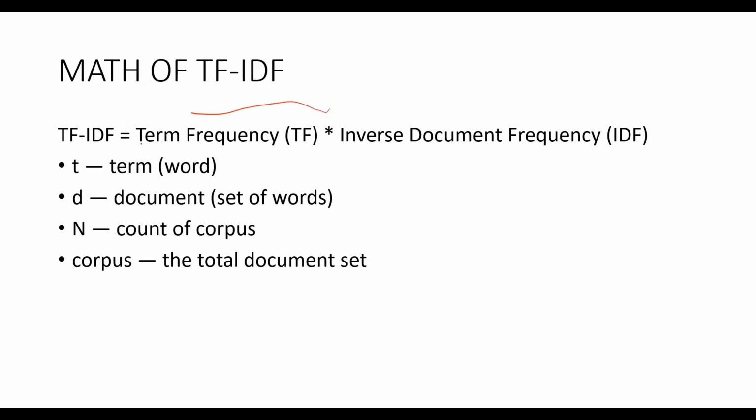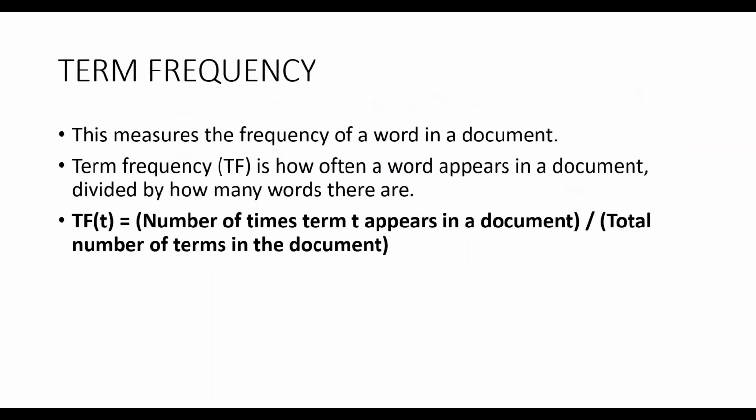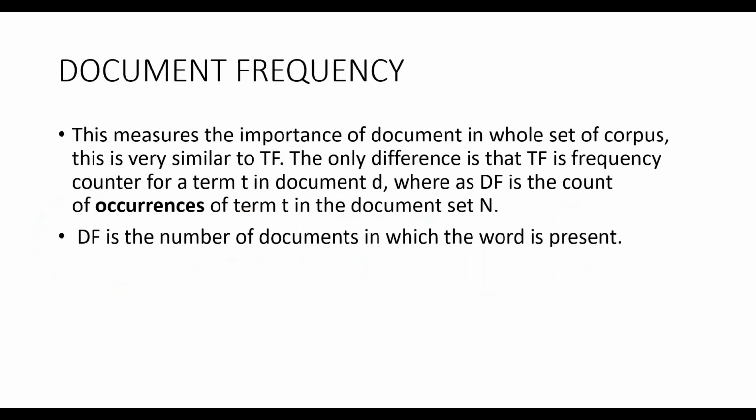To calculate the weight, it is term frequency times inverse document frequency. What does term frequency mean? Term frequency measures the frequency of a word in a document. This is the formula for term frequency, you can note it. And DF, document frequency, is the number of documents in which the word is present. That is the document frequency.